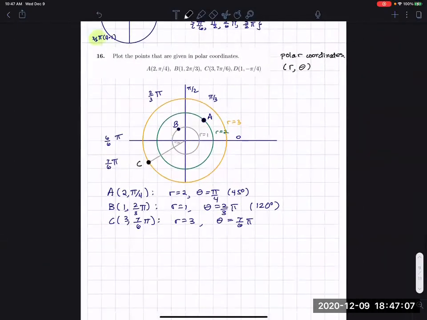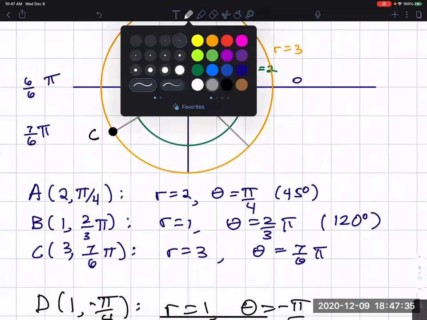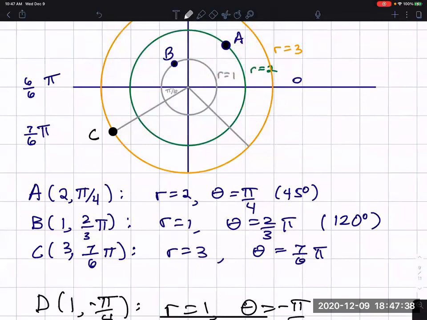Okay, let's move on. Last one, D. Let me put a little space here. D is 1, negative pi over 4. So r is equal to 1, and theta is negative pi over 4, which is negative 45 degrees. Let me put a straight line at negative 45 degrees. The reference angle here is 45 degrees, or pi over 4, and we're going down, so we get negative pi over 4 down here.